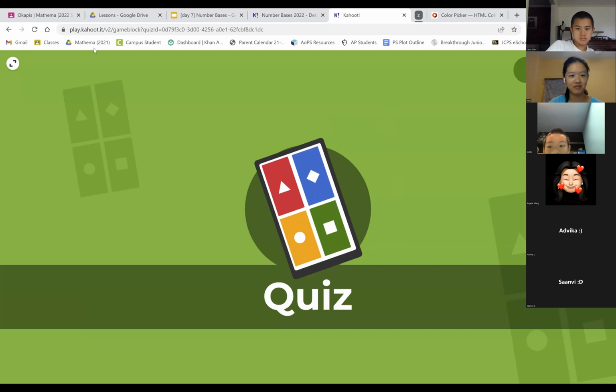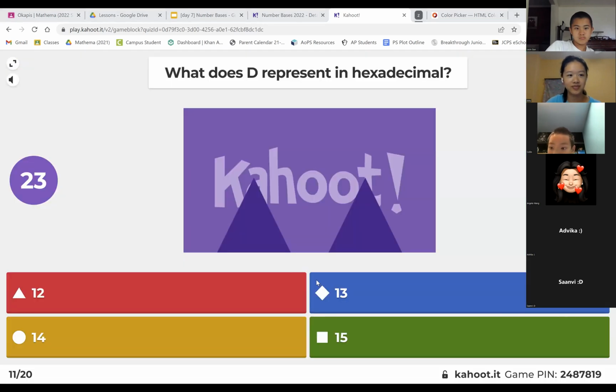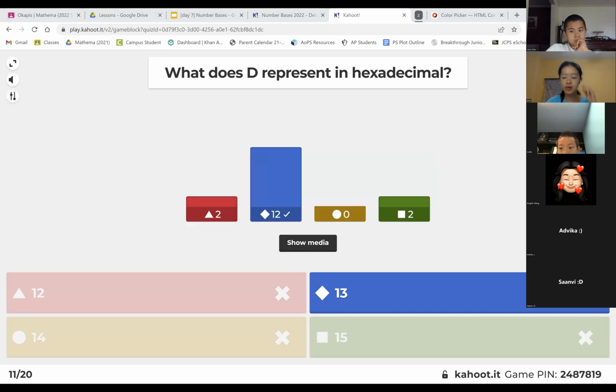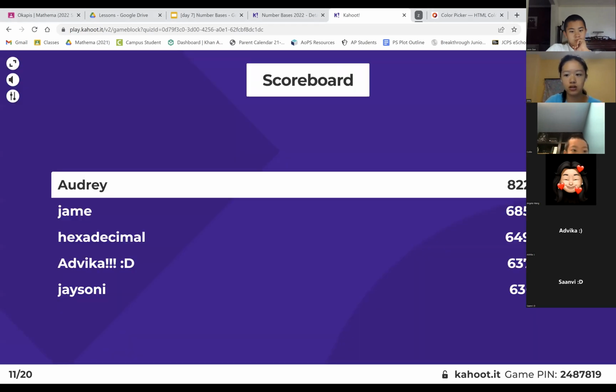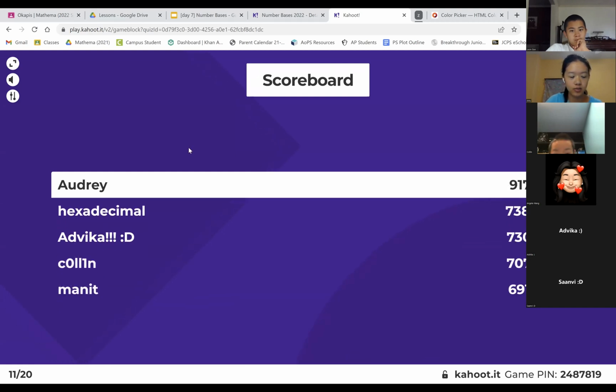I hope Shlok got it wrong. Let's go. What does D represent in hexadecimal? Okay, yep, D represents the digit 13. Okay, looks like there's a bit of a shift. Hexadecimal is in second.